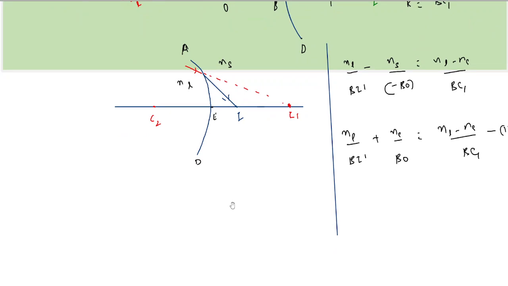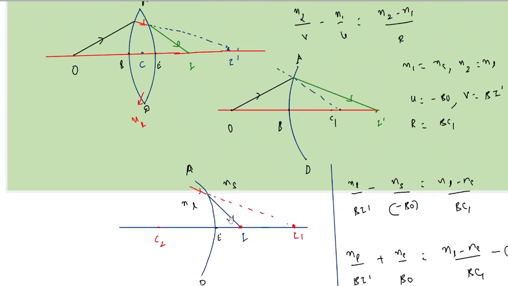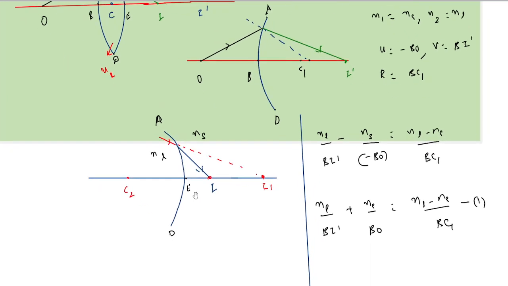Now in this case, let us find what is N1, N2, U, V and R. Keep in mind that for the surface AED, the image is formed at the point E. The image is formed at the point I as seen here. Now for the surface AED, where is the object is a question. The object cannot be O, because the object O was for the surface ABD, not for surface AED.